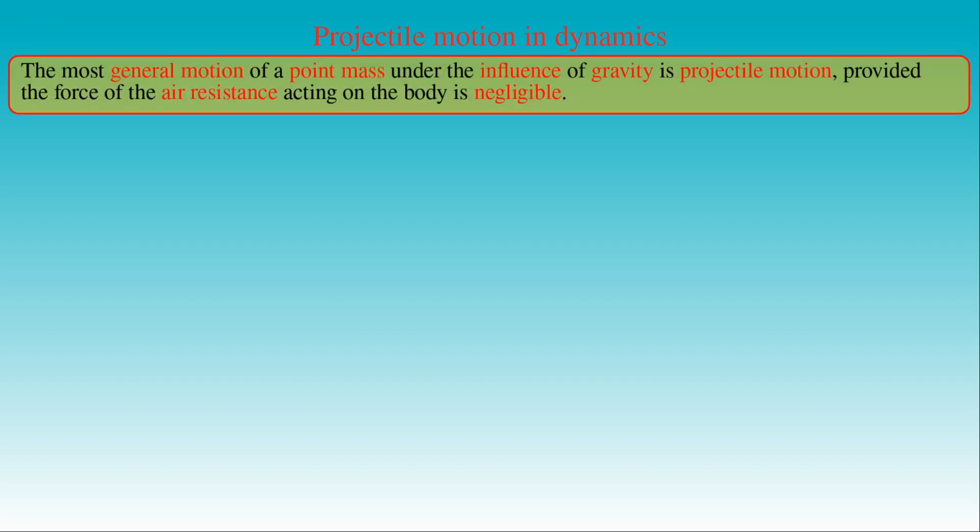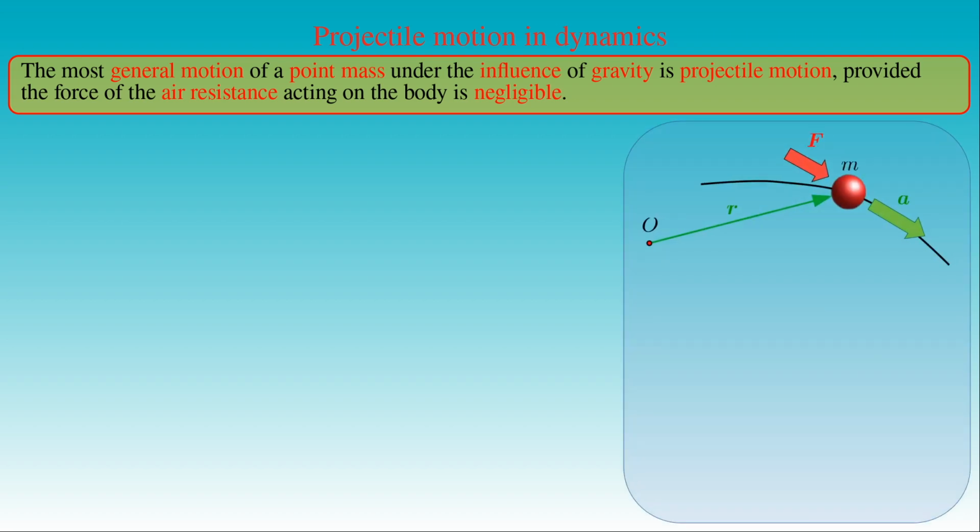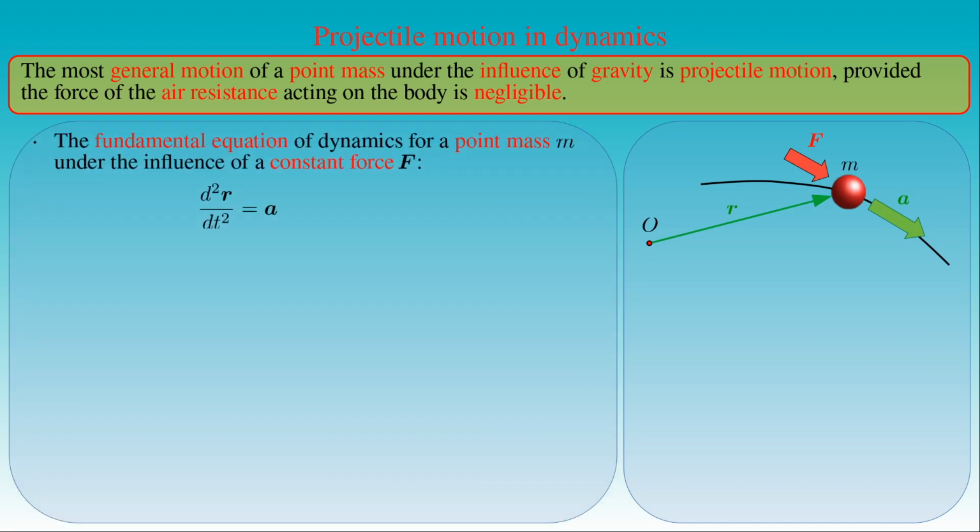The solution of the equations of motion shows that the most general motion of a point mass under the influence of gravity is projectile motion, provided the force of the air resistance acting on the moving body is negligible. We can generalize this result as follows. If the acceleration a of a point mass m is produced by an arbitrary constant force F instead of the gravitational force, then the fundamental equation of dynamics states that the second-order derivative of the position vector r of the body with respect to a reference point O, or its acceleration a, is given by the force F acting on the body divided by the mass m of the body.